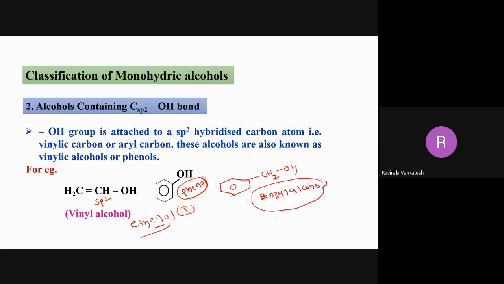What is benzyl alcohol? OH bonded carbon is sp3 that is bonded to benzene. Many number of times I told you this one. OH bonded carbon is sp3 that is bonded to benzene is called benzyl alcohol. When OH is directly bonded to benzene, that is called what actually? Phenol it is. Okay. So we have completed here vinyl alcohols and phenols. Phenols are very, very important. We'll discuss separately, that is after the finishing of alcohols.